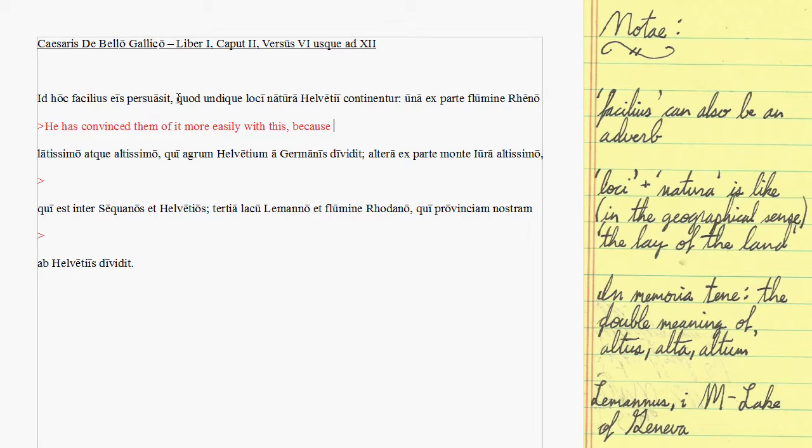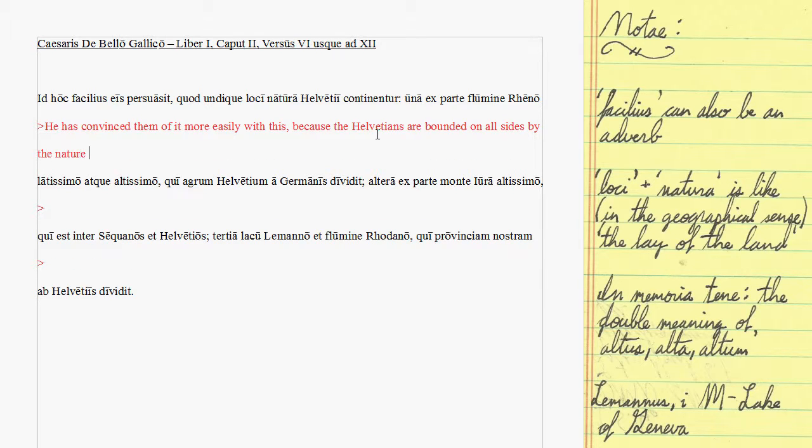And we have this undique right here. It's going to be from all sides or on all sides. And because on all sides, loci natura, by the nature of the place, by just how the lay of the land is, Helvetians are bounded. So we'll kind of unscramble this a little bit. The Helvetians are bounded on all sides by the nature of the place.